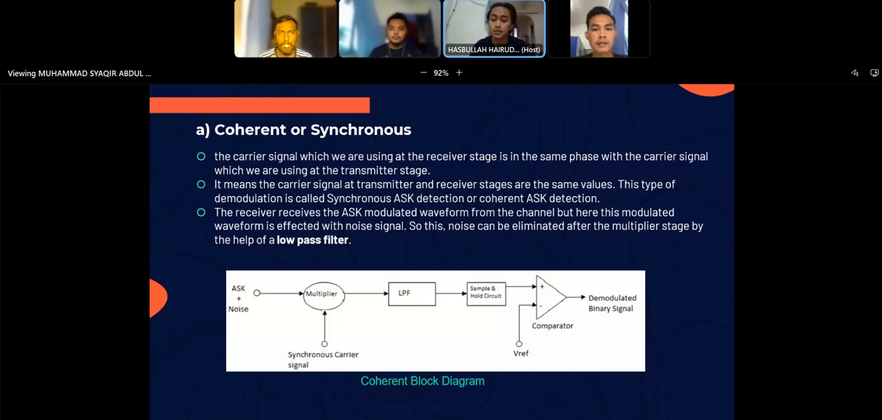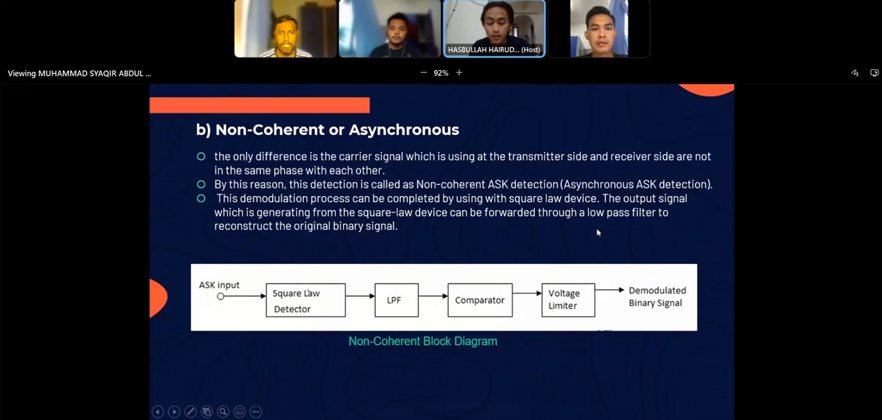Next, we go to the non-coherent ASK demodulator. We call it the non-coherent ASK demodulator because the receiver carrier signal and transmitter carrier signal are not in the same phase. Next, we go through the non-coherent block diagram.